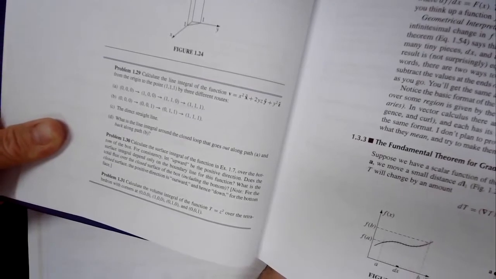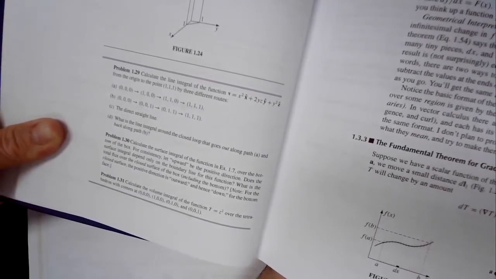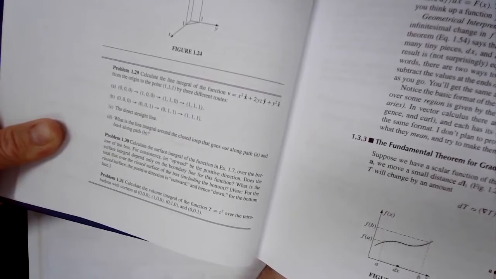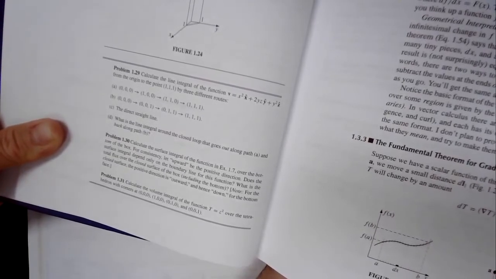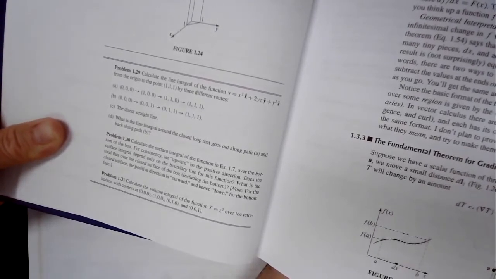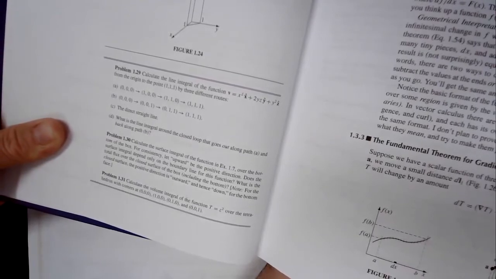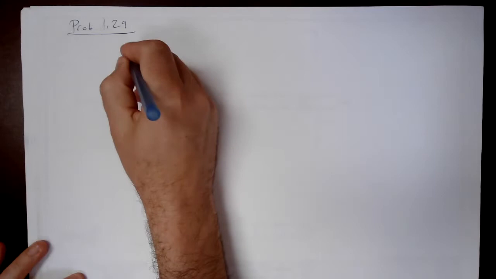Let's do part A. Part B is, I believe, kind of similar, so I'm not going to repeat that. Part C is interesting. That's a direct straight line, so we can do that. So let's solve this problem. What do we have?